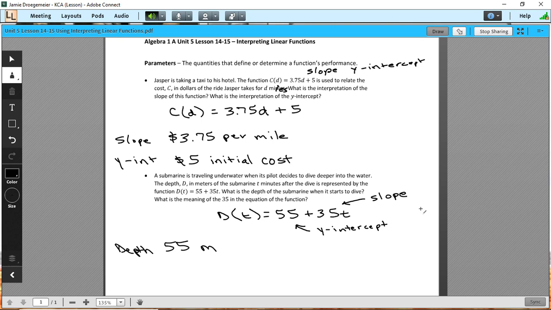Now the 35, that's telling us how many meters, and I'm looking at the time, meters per minute that that submarine is diving. So y-intercept, depth of 55 meters, slope 35 meters per minute. That's how that submarine is diving in that particular situation.